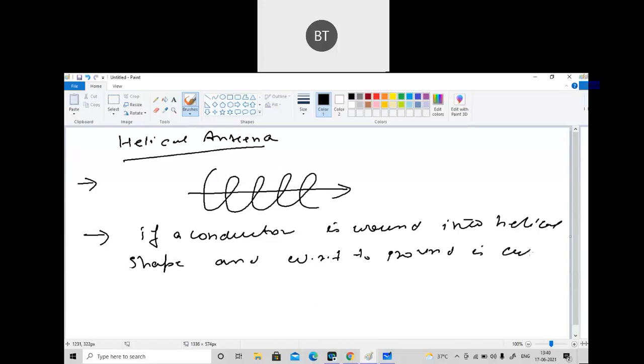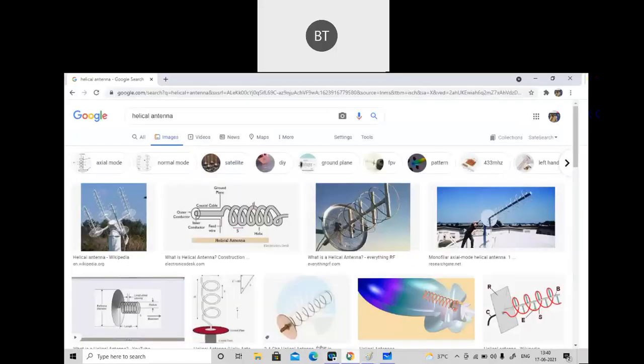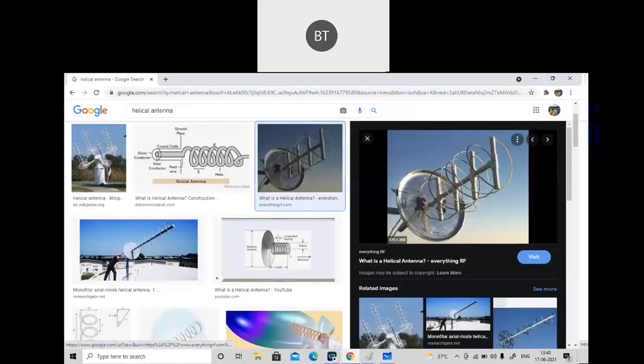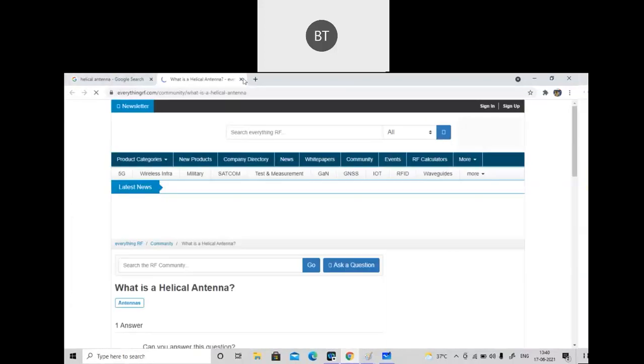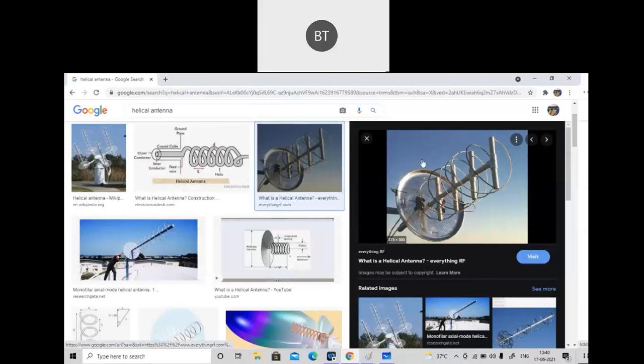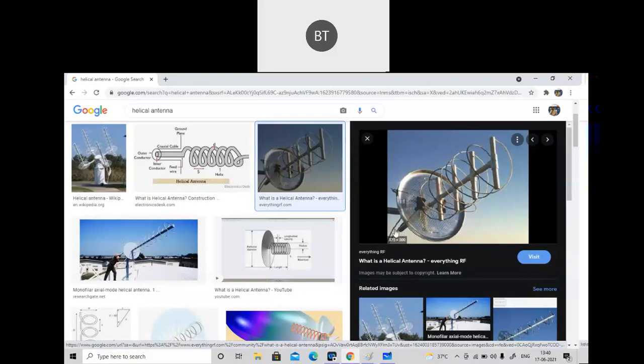So this is called a helical antenna. I will show you the figure of the helical antenna. I have taken it from Google. So see here, this is what a helical antenna is. This is the conductor, and the wire is wound like this, and this antenna is connected to the ground. So this is what a helical antenna looks like.